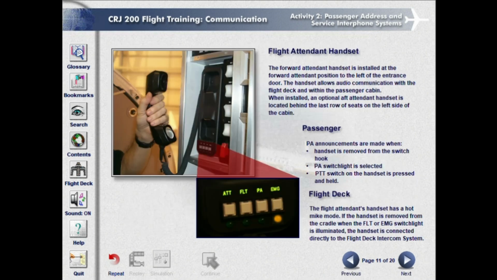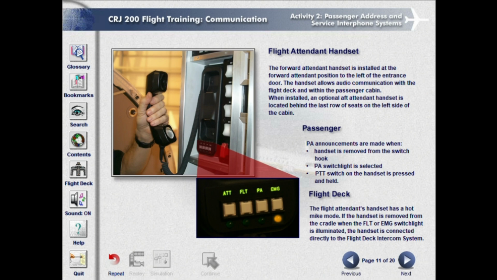Flight attendant handset. The forward attendant handset is installed at the forward attendant position, to the left of the entrance door. The handset allows audio communication with the flight deck and within the passenger cabin. When installed, an optional aft attendant handset is located behind the last row of seats on the left side of the cabin. Passenger PA announcements are made when the handset is removed from the switch hook.